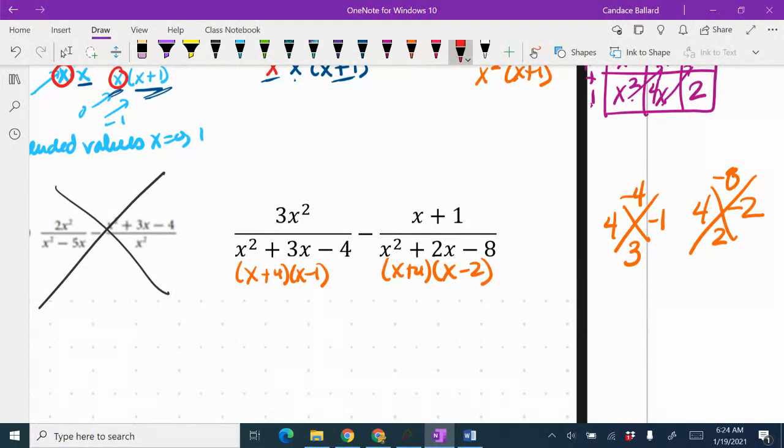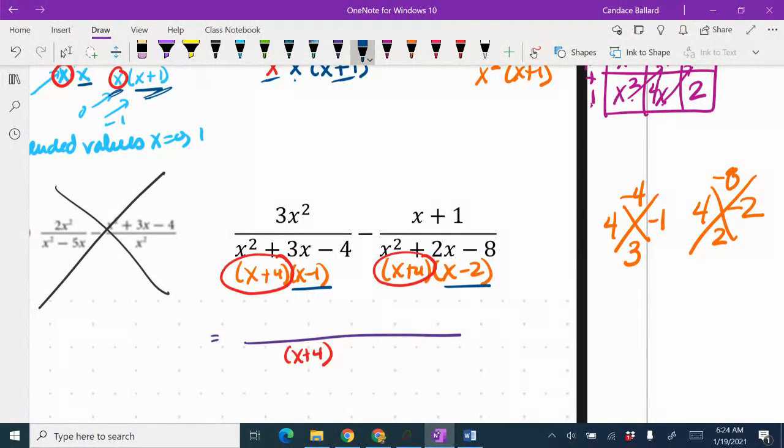I'm going to, in red, circle what matches. So I notice I got an x plus 4, and I'm writing out my common denominator, my least common denominator. Since I've circled it, I write it one time. And then I'm going to underline in blue what's left over. So I've got an x minus 1 and an x minus 2.